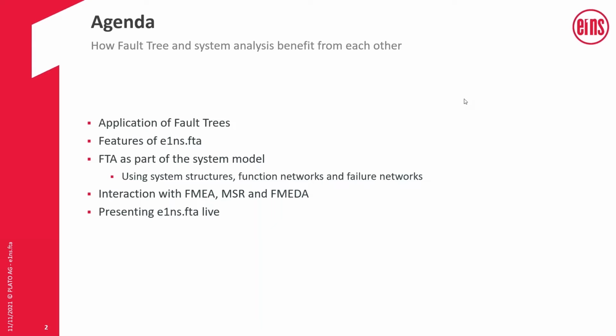Like all e1ns applications, our fault tree module is oriented on the central system model based on a system structure with connecting function network. If failure networks already exist, they can also be used directly when creating a fault tree. Otherwise, the failure networks can also be created via the e1ns FTA module.